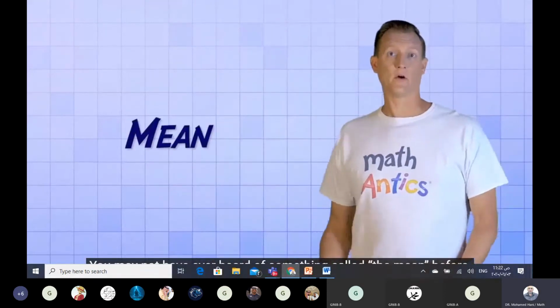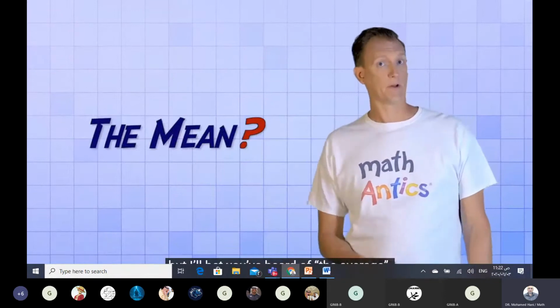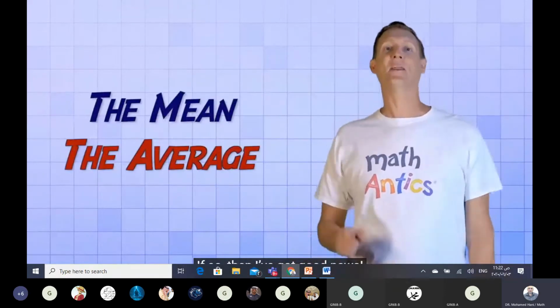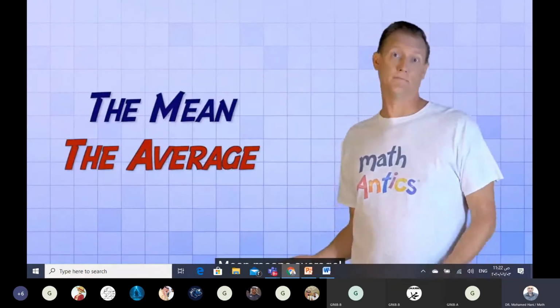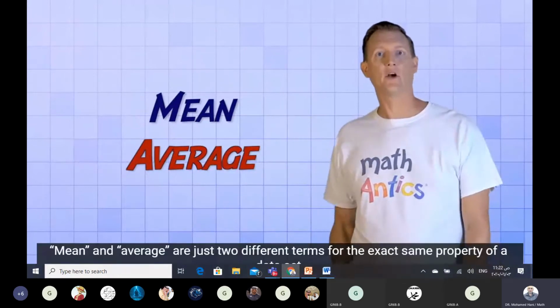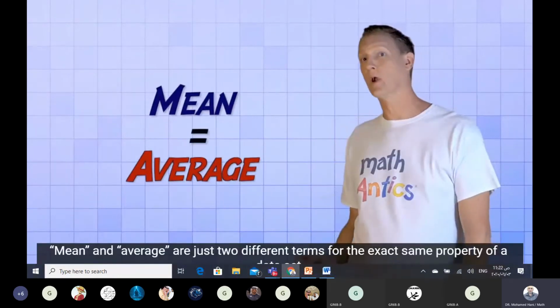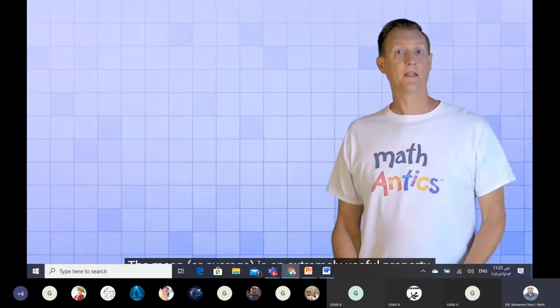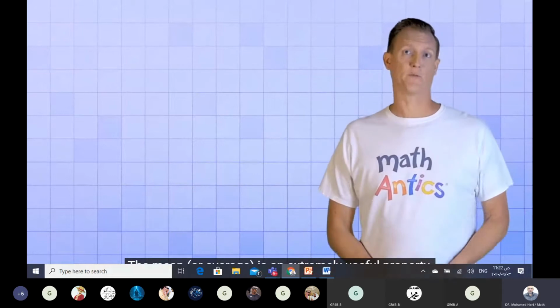You may not have ever heard of something called the mean before, but I'll bet you've heard of the average. If so, then I've got good news. Mean means average. Mean and average are just 2 different terms for the exact same property of a data set. The mean, or average, is an extremely useful property.